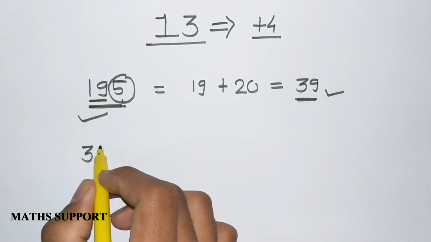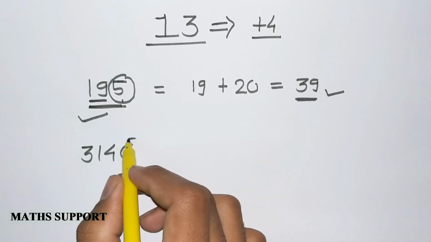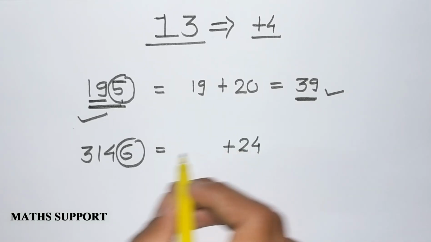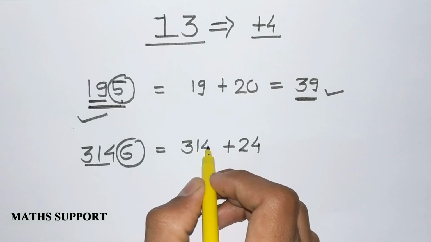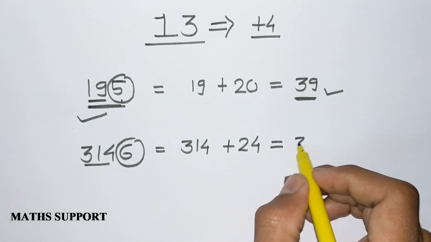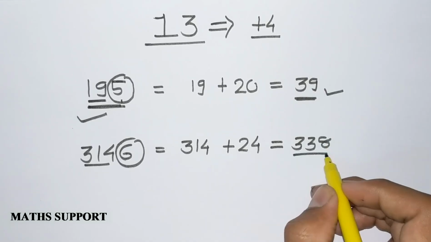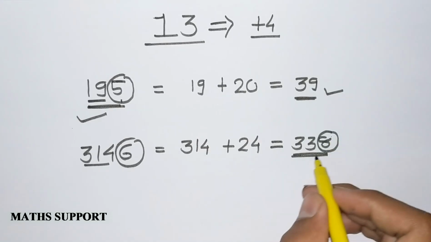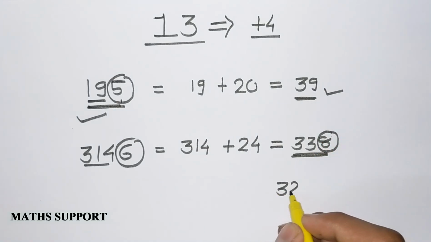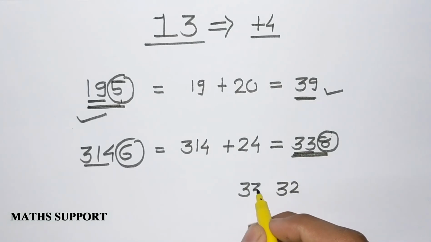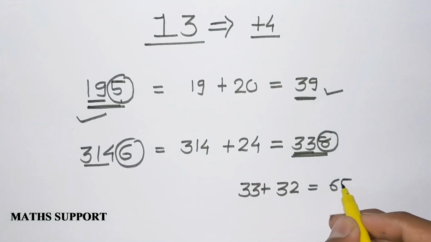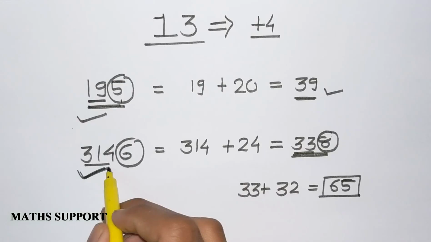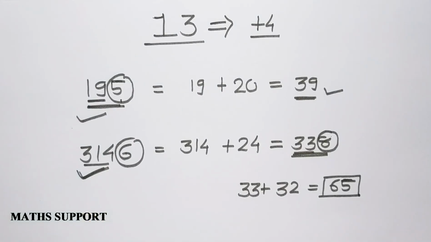Suppose you want to check 3146. We select the last digit: 6 fours are 24, and we add this number to the remaining number, that is 314. This addition results in 338. Again this is a 3-digit number, so we continue the process. The last digit is 8, multiplying by 4 gives 32, and the remaining digits are 33, so the addition results in 65. That means 65 is divisible by 13, so your original number is also divisible by 13.